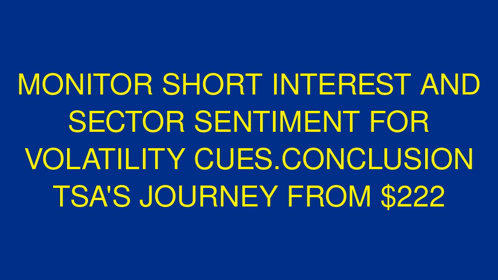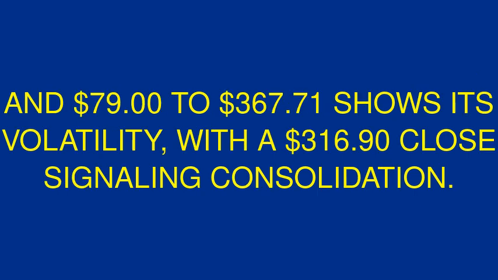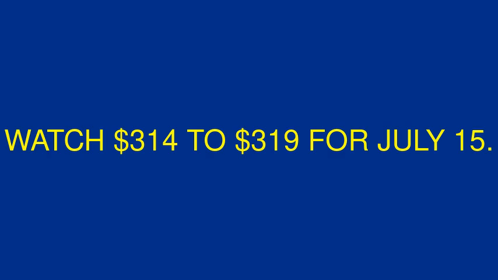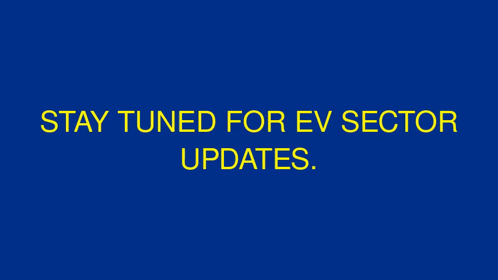Conclusion: TSLA's journey from $222.79 to $367.71 shows its volatility, with a $316.90 close signaling consolidation. Indicators suggest a neutral outlook, with support at $312.67 and resistance at $323.63. Watch $314 to $319 for July 15th.